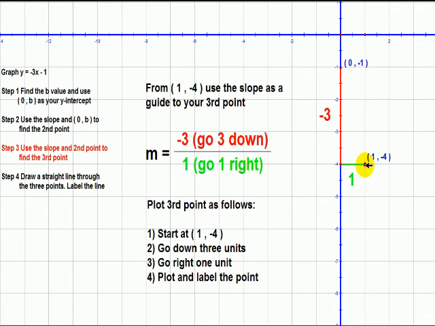What do we do? Well, we go down 3 units, like so. So going down vertically 3 units, we then go across 1 unit to our right. So to reiterate, we start at 1, negative 4, go down 3 units, and then go across 1 unit. And once we've done that, we've plotted our point, and we label our point as 2, negative 7.